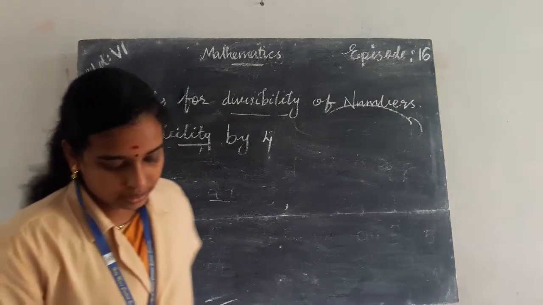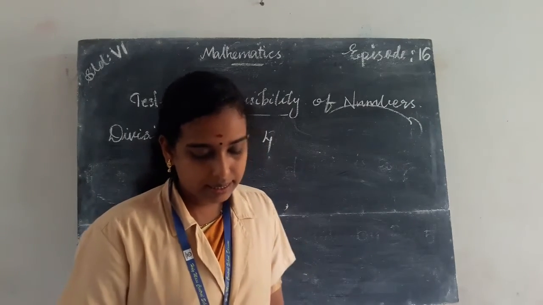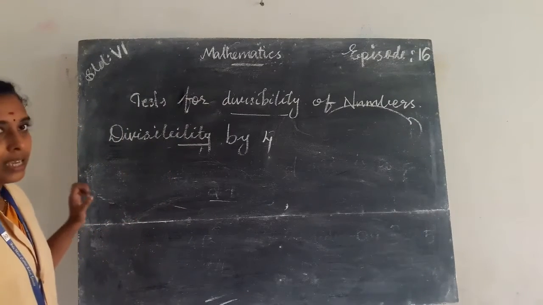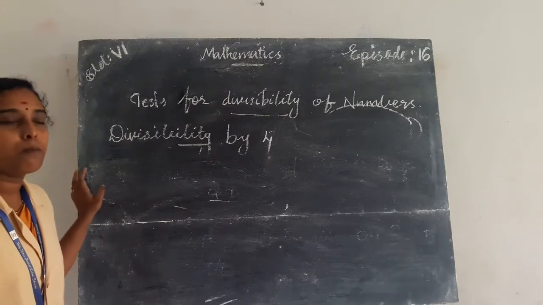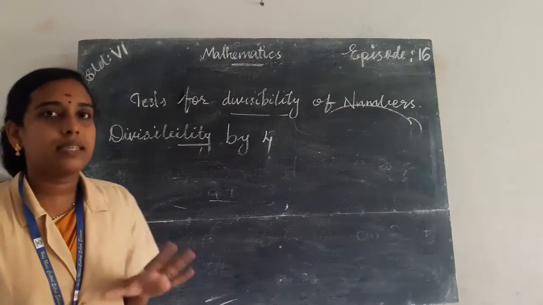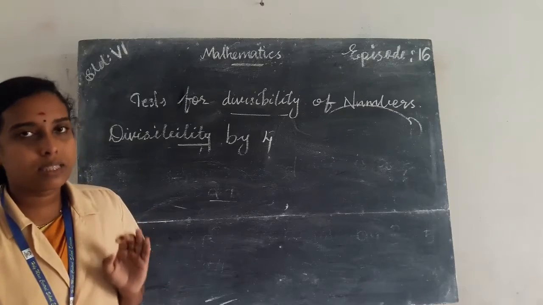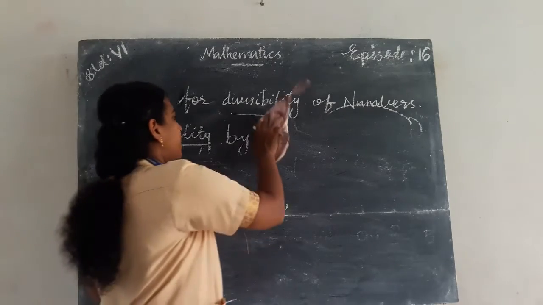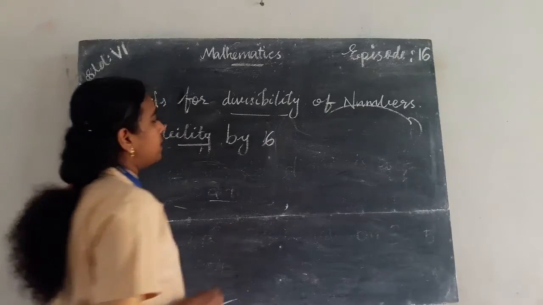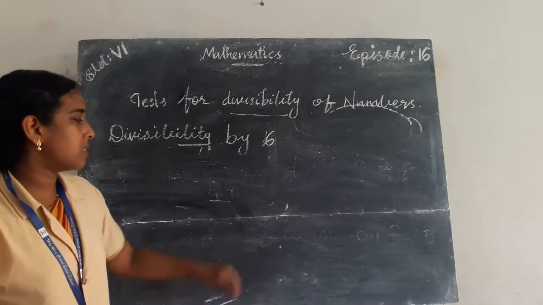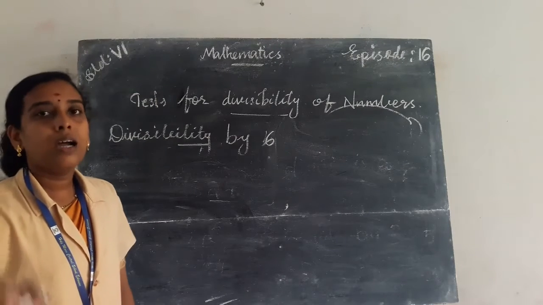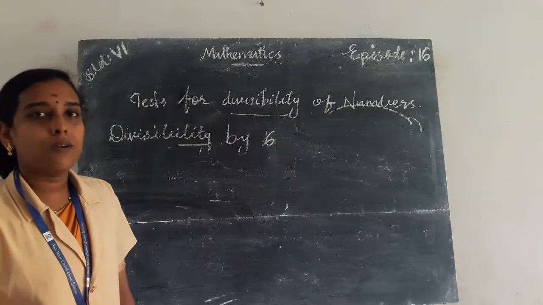And the next one is divisibility by 6. Divisibility by 6 means if a number is divisible by both 2 and 3, then we can say that the number is divisible by 6 also. If a number is divisible by both 2 and 3, then we can say that the number is divisible by 6 also.